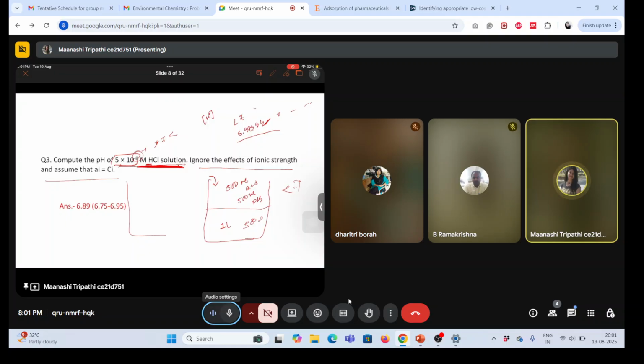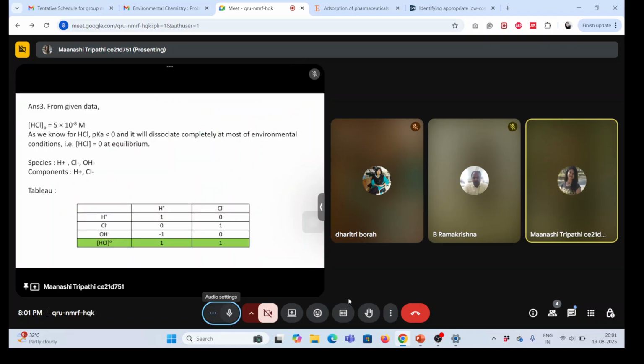So pH is 6.89, as I told. It will never be 7. 6.89. We'll see how. HCl, total HCl is 5 into 10 raised to power minus 8. So pK is less than 0, it will dissociate completely, and all those things. So these are the species and component that we got. So we'll prepare the W. These are the components and these are the species. Just putting all those things. Note this down, the W, then we'll go further.